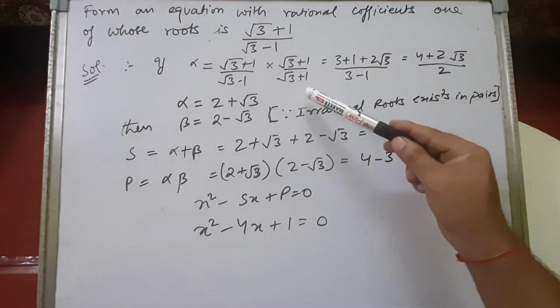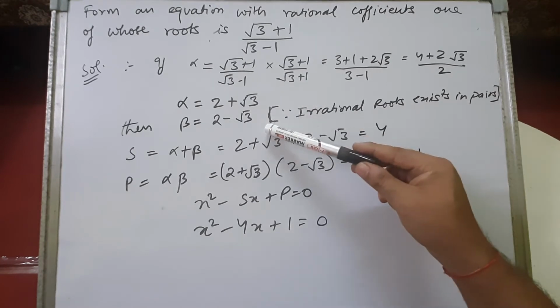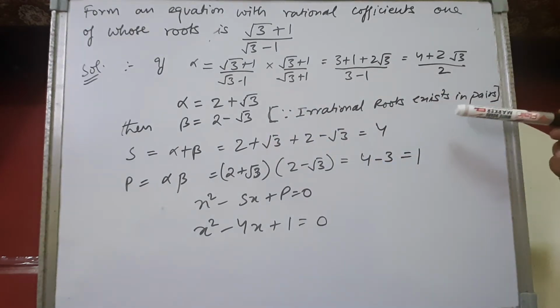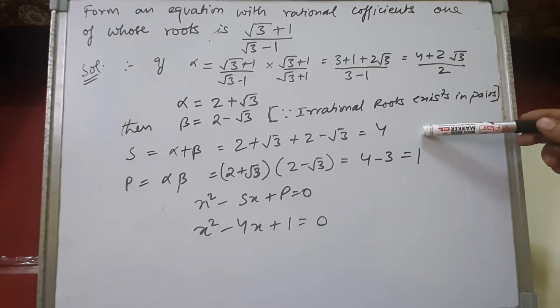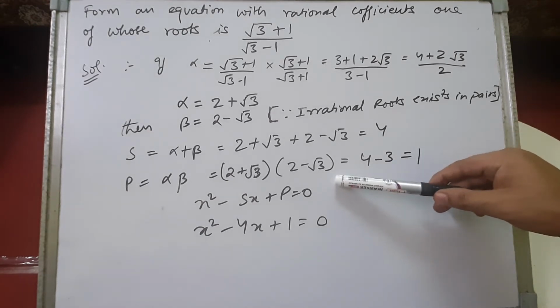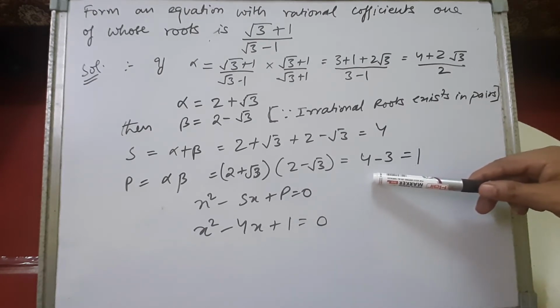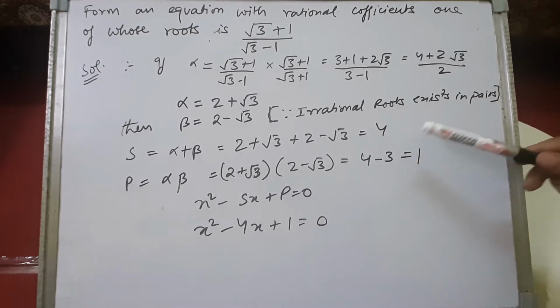Then if alpha is 2 plus root 3, and root 3 is an irrational number, the other root will be the irrational conjugate. So the value of beta will be 2 minus root 3, and we give the reason as irrational roots exist in pairs. Right. Now if we calculate the sum of the roots, alpha plus beta, 2 plus root 3 plus 2 minus root 3, the root 3 terms cancel. We get 4 as the sum. The product of the roots, alpha into beta, is 2 plus root 3 into 2 minus root 3. We get a square minus b square. It will be 1.